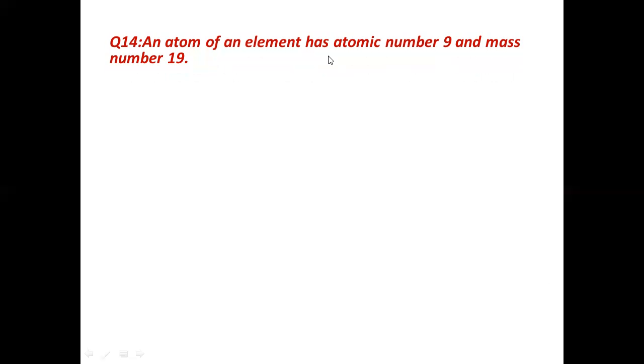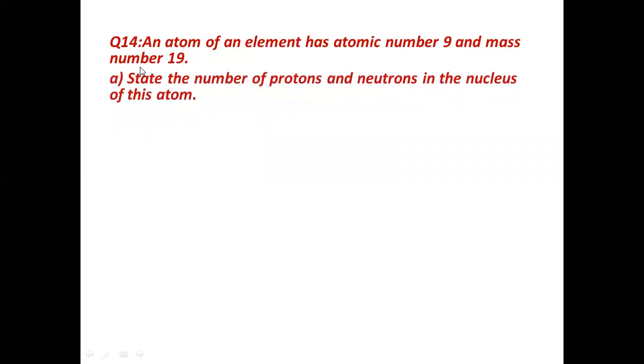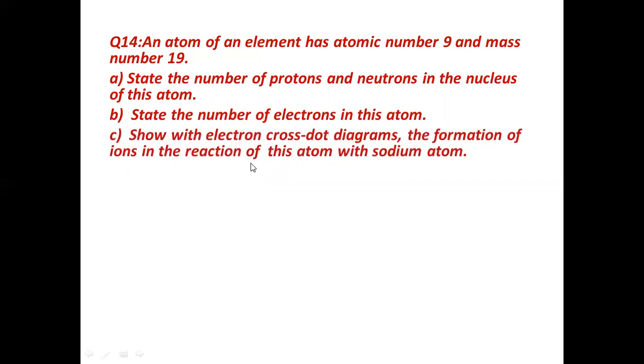An atom of an element has atomic number 9 and mass number 19. We have to find out the number of protons and neutrons in the nucleus of this atom, state the number of electrons in this atom, and we have to show the electron dot and cross diagram for the formation of ions in the reaction of this atom with a sodium atom.